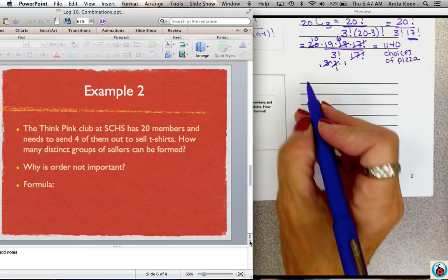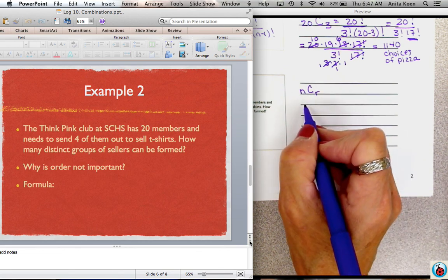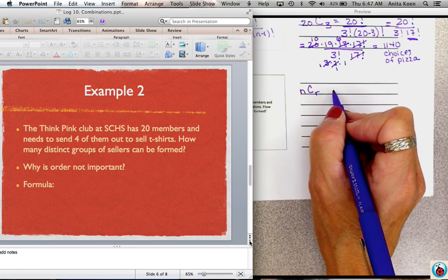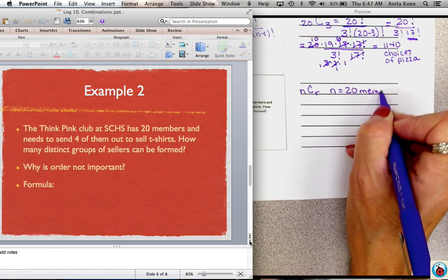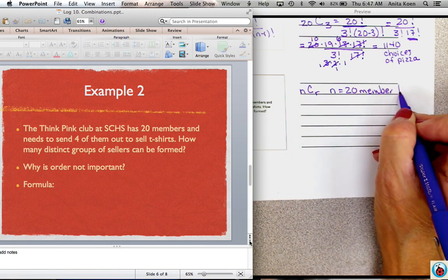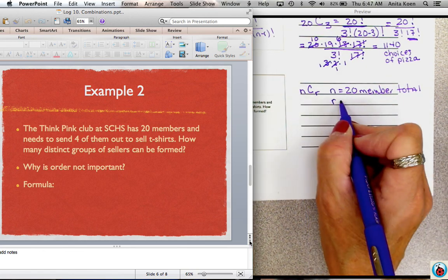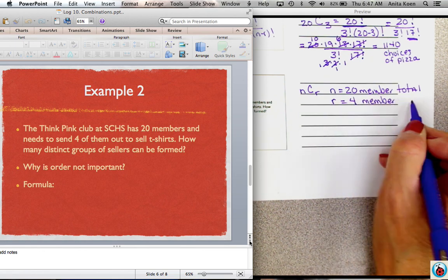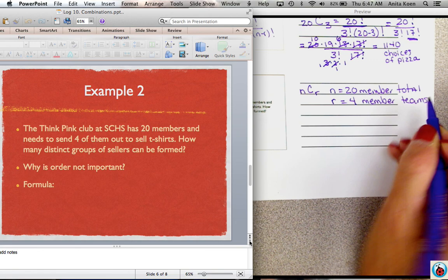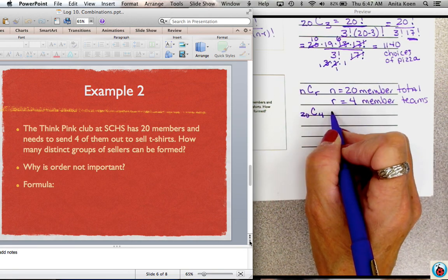Okay, the formula that I'm going to use because order is not important is N choose R. So how many do we have to choose from? So N here is 20 members because there are 20 members total. How many of them are we going to send out? How many are we going to choose? We're going to choose 4-member teams. So we're going to do 20 choose 4.